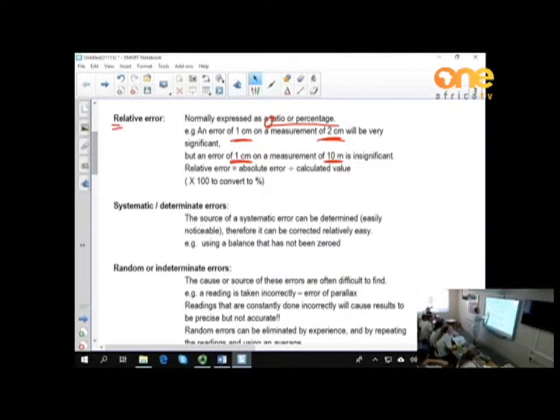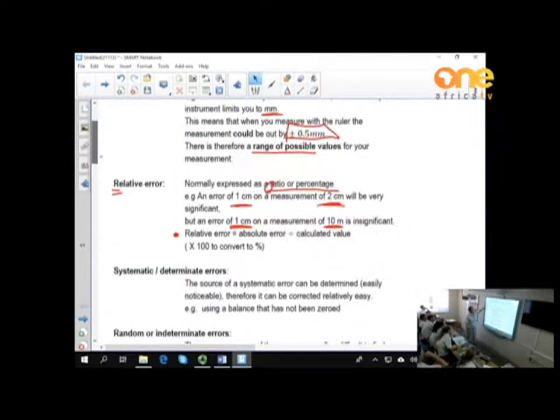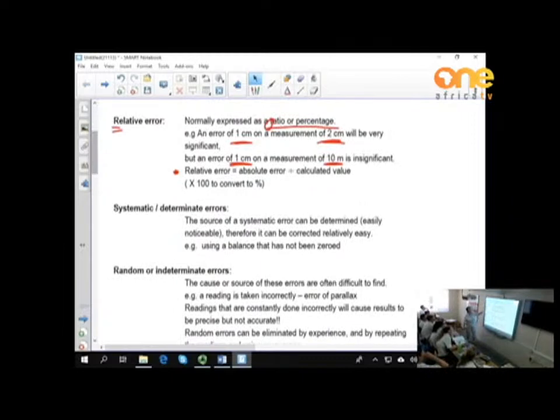So, we say a relative error can be calculated as the absolute error. In other words, the reading that you've taken that is limited by the instrument and your method of using. All right? You take the absolute error and you divide it by a calculated value times 100 to convert to percentage.